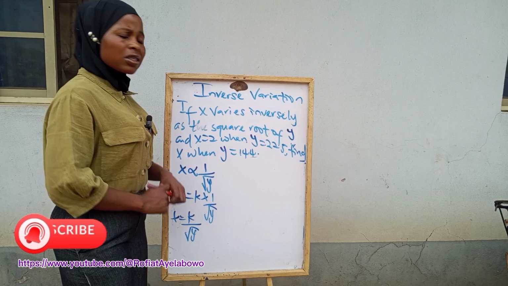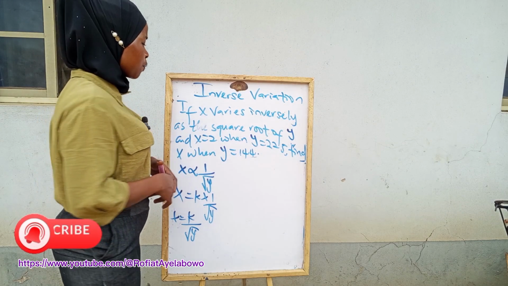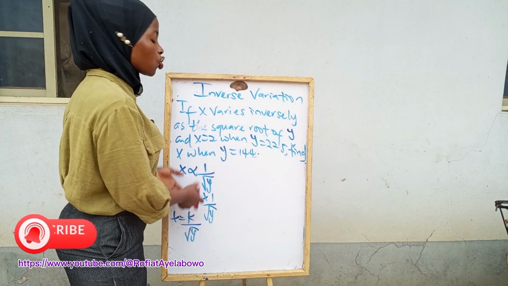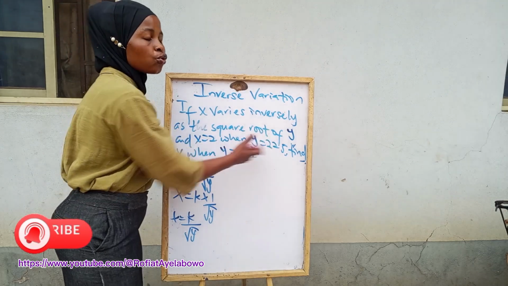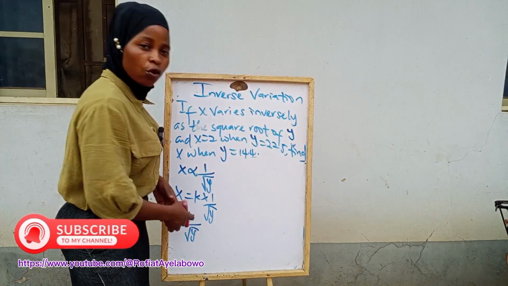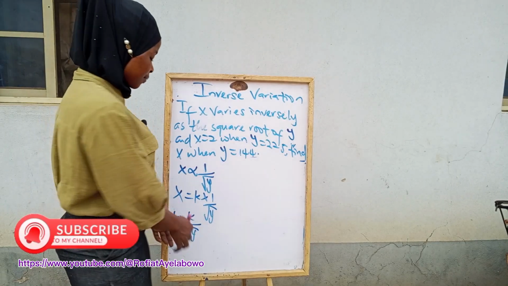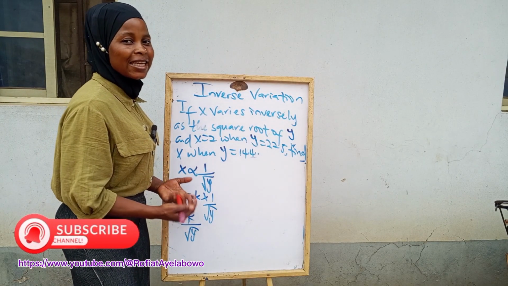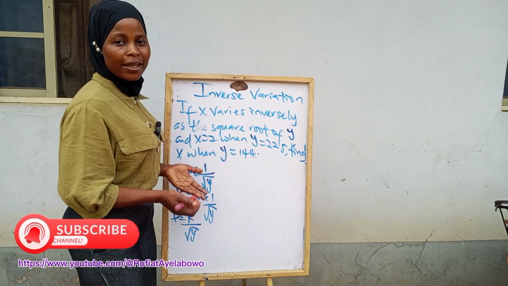Now, if you notice, we are given these first two expressions. Why are we given the first two expressions? For us to know the rate at which they are proportional. So we are going to substitute the first value that we are given, that is 2 and 225, into this equation for us to know the rate at which they are proportional. And I also want you to know that this x is equals to k over square root of y is an equation, and it's also the formula connecting x and y.